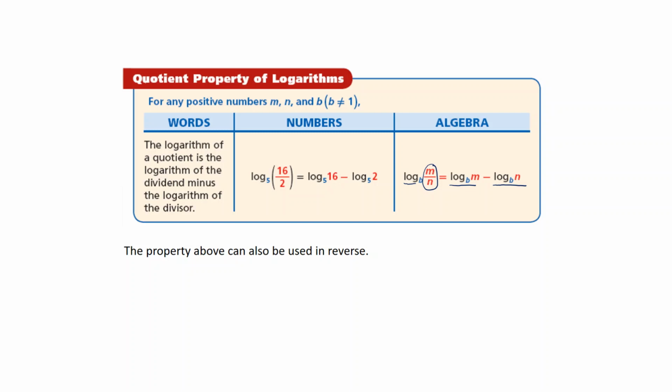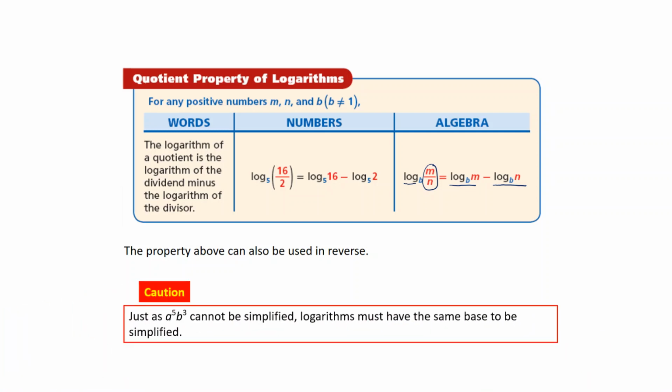So the property can also be used in reverse. And here's one word of caution. Just like a to the 5th, b to the 3rd cannot be simplified, that's as simplified as it gets. Logarithms must have the same base to be simplified. So we must have 5 all the way through. If we don't have the same base every time, then it can't be simplified.